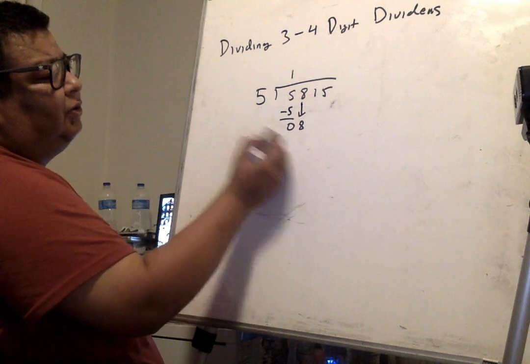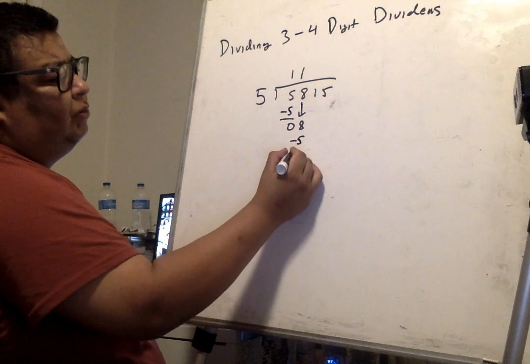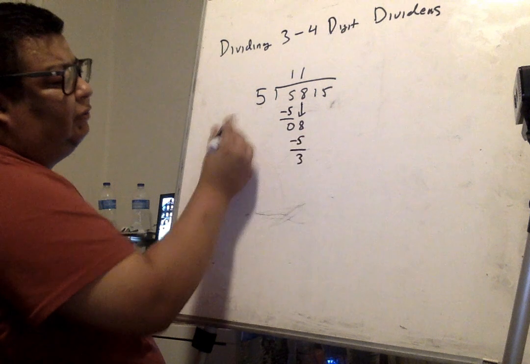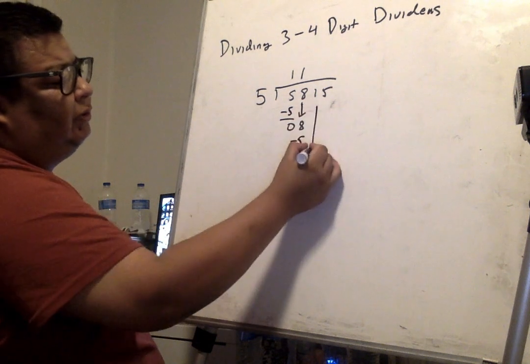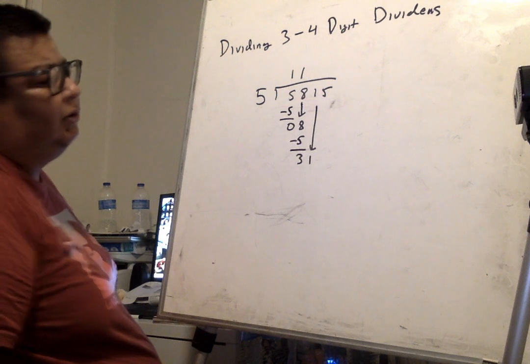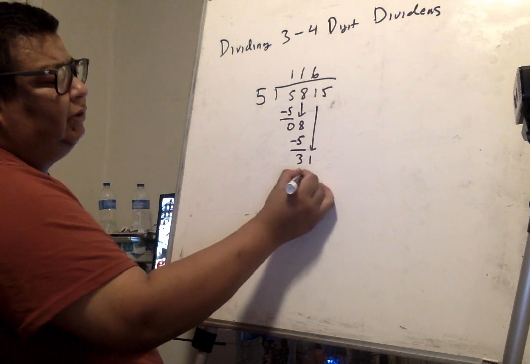How many times does 5 goes into 8? 1 time. 5 times 1, 5. 8 minus 5, 3. Does 5 goes into 3? No, so we bring down another digit. How many times does 5 goes into 31? 6 times. 6 times 5, 30.